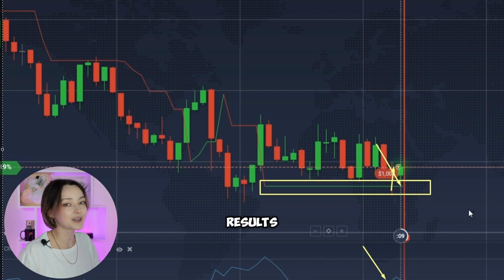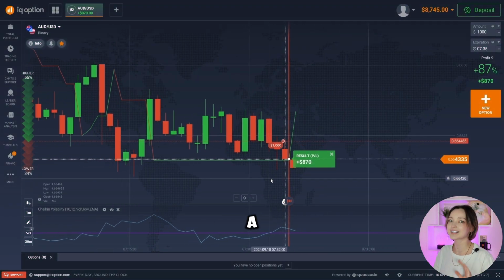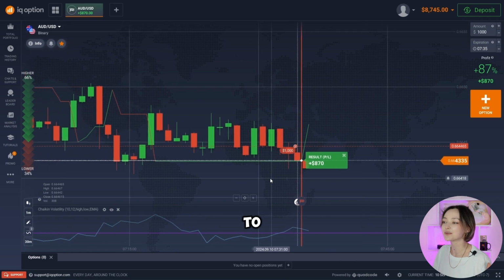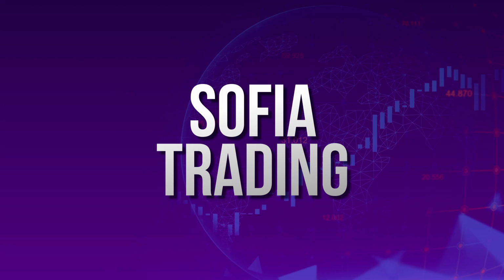Now let's wait for the results of our trade. So the trade closed in a profit. That's a great result. The price managed to break through the level. Let's look for other situations.